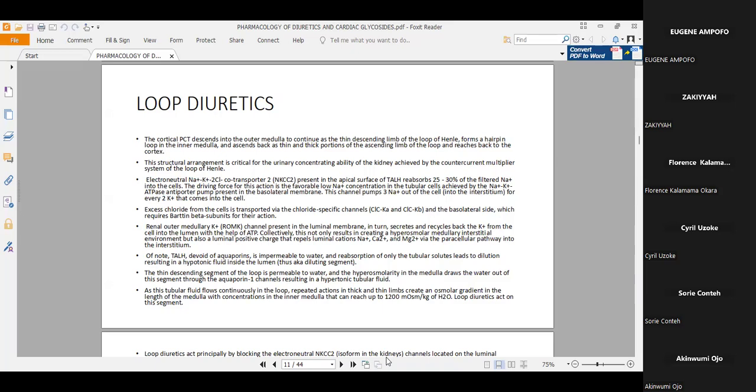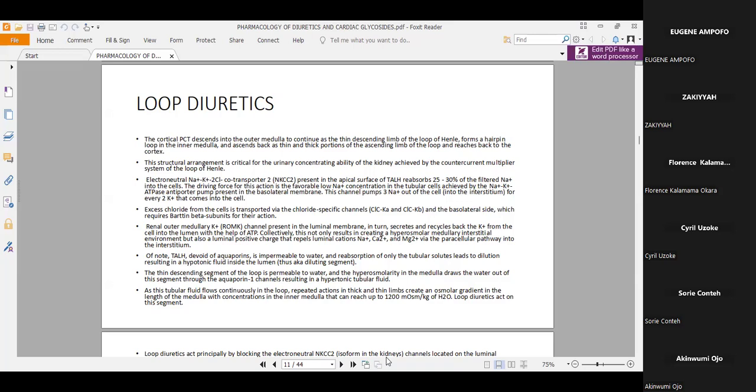So collectively, this not only results in creating a hyperosmolar medullary interstitial environment, but also creates a luminal positive charge that repels luminal cations, that is sodium, calcium, and magnesium, via the paracellular pathway into the interstitium.